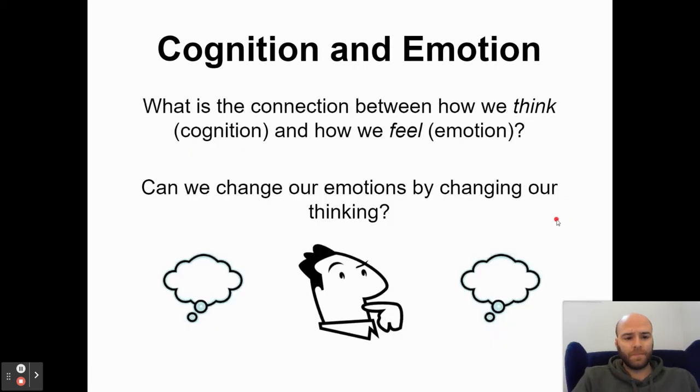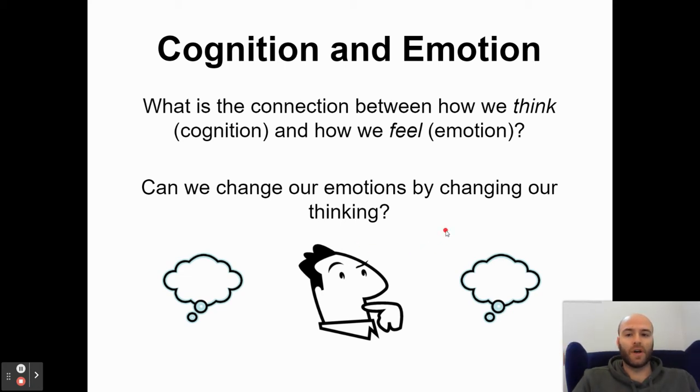So, getting a little bit deeper into cognition and emotion. Okay, so what is the connection between how we think and how we feel? Can we change our emotions by changing our thinking? We talked briefly about this, and we'll go into it more deeply when we talk about stress. You can change the way your body reacts by the way you interpret and the way you think about a situation. So that's kind of like the Cannon-Bard, Schachter-Singer theories. Just Schachter-Singer says there has to be some cognitive appraisal of the situation.